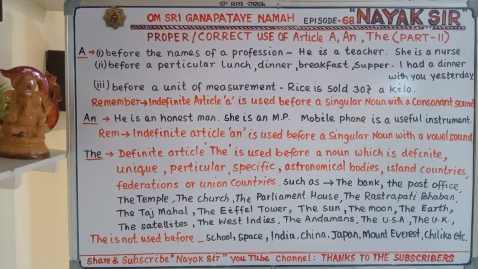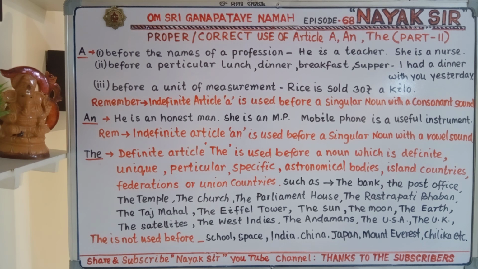Remember another thing, India is a country where so many states are there, but you cannot say the India. But you have to say the USA. There are 50 states in the USA, but you have to say the USA, but not the India. So India, China, Japan, these are separate. They cannot carry the before them.